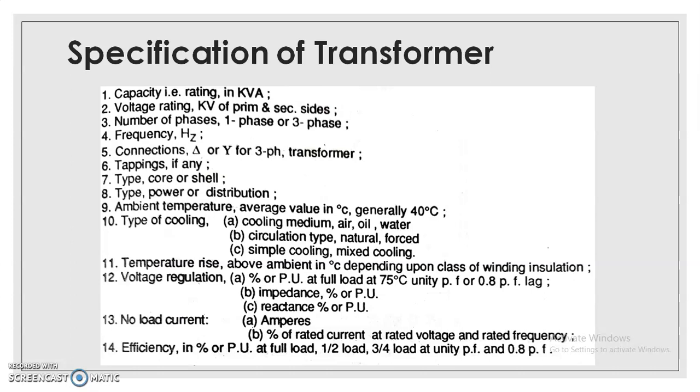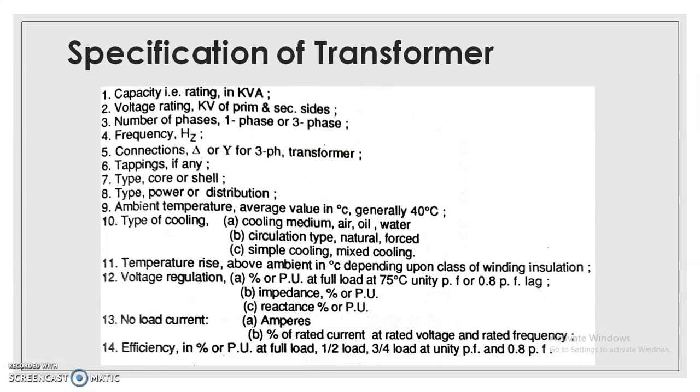Tappings are also mentioned if available, and the type of the transformer, whether it is core type or shell type, or maybe a power transformer or distribution transformer. Then ambient temperature average value in degrees Celsius, generally 40 degrees Celsius, is mentioned. Type of cooling is mentioned: natural cooling, forced cooling, and which medium is used, like air, oil, water. It is also mentioned which type of cooling, simple cooling or mixed cooling.